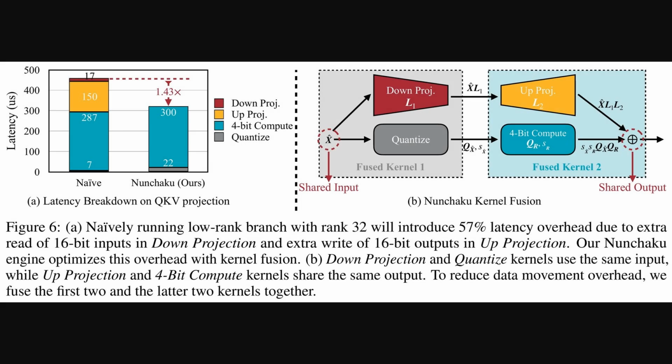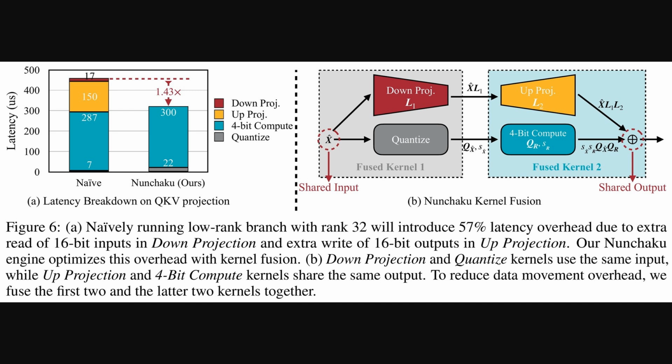Okay, so while that low-rank SVD component we just talked about is great for accuracy, running it separately at 16 bits could actually slow things down because of extra memory access. Figure 6 here tackles exactly that problem. Part (a) shows that naively running the low-rank part adds a significant latency overhead. You see those extra yellow and red bars for the projection steps.